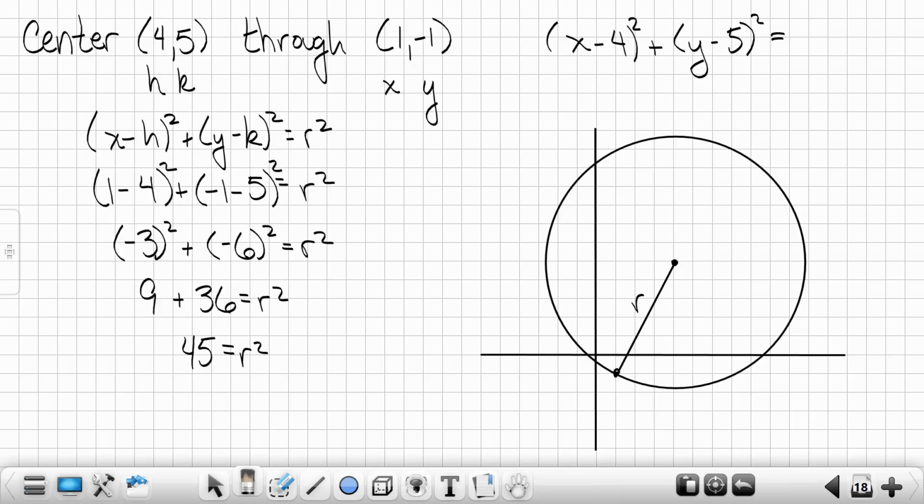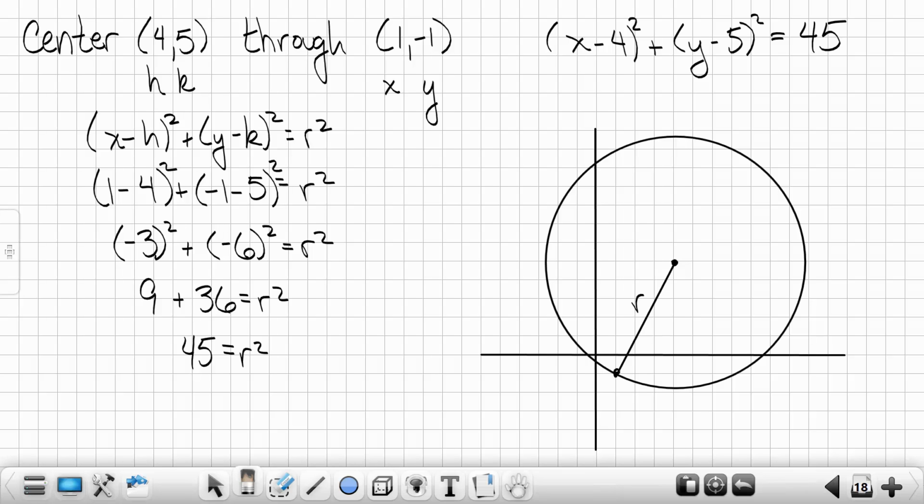But I'm not going to do it. What's the formula? X minus H squared plus Y minus K squared equals R squared. I don't need to find R. It equals R squared. What's R squared? 45. Still qualifies.